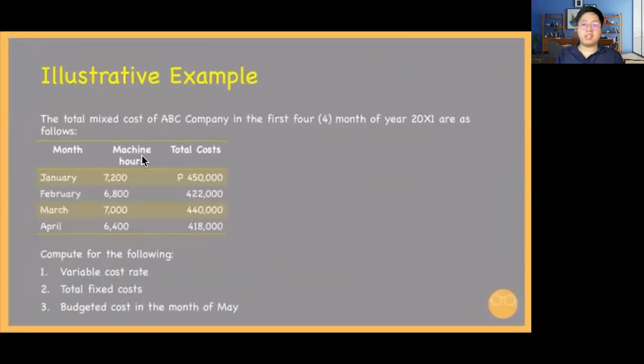Let's have this illustrative example. We have here the machine hours and the total cost for the month of January until April. For the requirements, we should be able to compute for the variable cost rate, the total fixed cost, and the budgeted cost for the month of May. Please be careful when analyzing this type of problem. You should not look for the highest and the lowest total cost. What we should be using here is the highest and the lowest machine hours. Or basically, you should get the highest and the lowest level of activity.